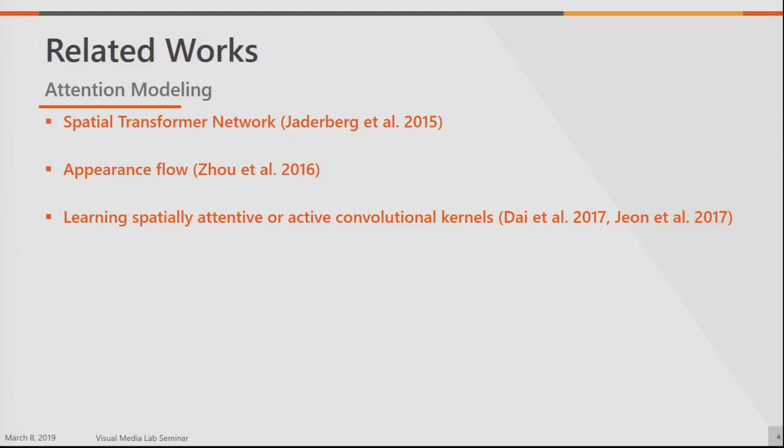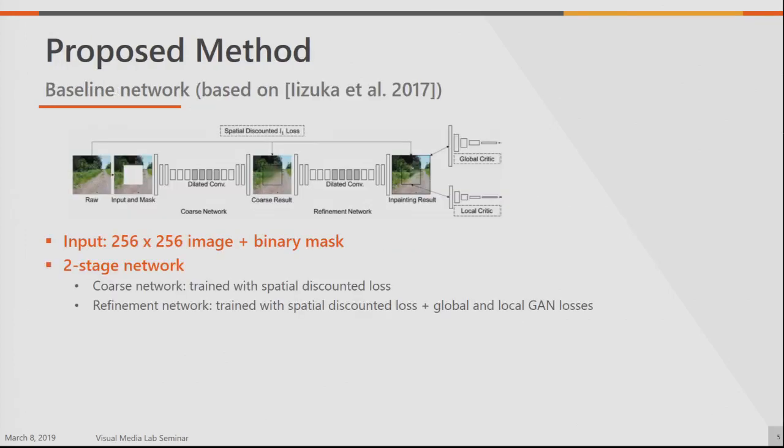And then there were also some papers on learning spatially attentive or active convolutional kernels, which, according to the authors of this paper, could be useful for inpainting, but they think it will still be limited for recovering exact features from the background to the foreground. And then onto the proposed methods.